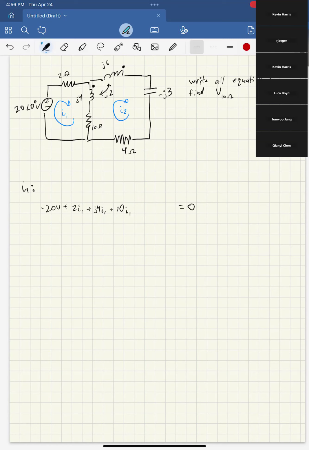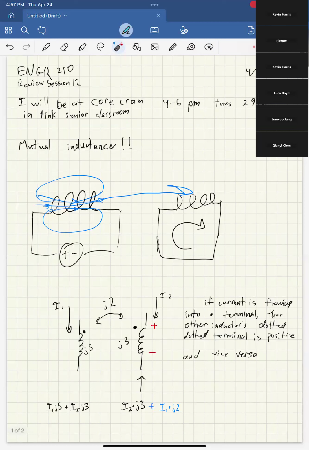But then there's one other term here, right? The one other term comes from here. And we look at this in terms of the currents you have defined. The current through this J6 inductor we've defined as going clockwise, so that means it's going into the right. What that means is we have current flowing into the non-dotted terminal. If we go back to what I said here, if current is flowing into the dotted terminal, then the other dotted terminal is positive. Likewise, if current is flowing into the non-dotted terminal, then the dotted terminal on the other one will be negative.